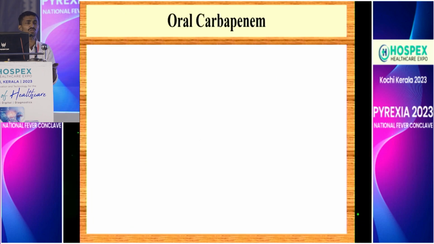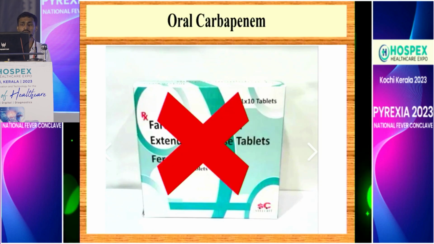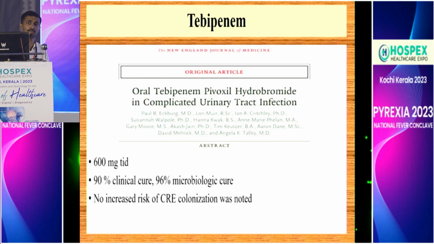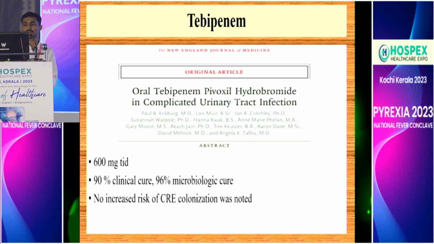Going on from meropenem, the next question is, is there an oral carbapenem? Our first go-to answer would be faropenem, which is actually not a carbapenem. If you ask me, is there any oral carbapenem? Yes, there is an agent named tebipenem. It has not reached our country yet. It has been tested well in complicated urinary tract infection. So tebipenem is an oral carbapenem, and we look forward to this drug in the coming years for treating urinary tract infection.